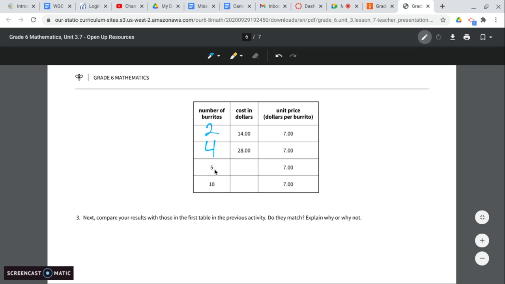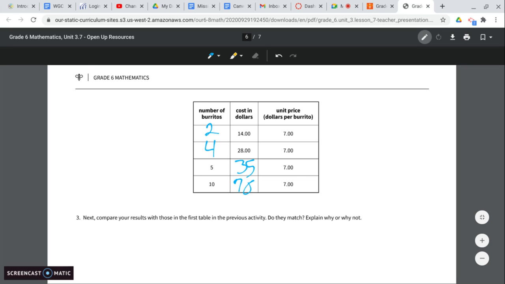Now we know how many burritos we have. 5. 5 times 7 is 35. And the last one, 10 burritos, $7 a piece. 10 times 7 is 70. So compare your results with those in the first table in the previous activity. Do they match? Why or why not?